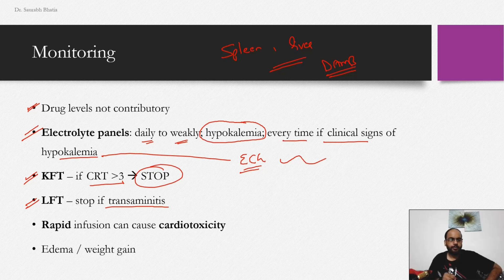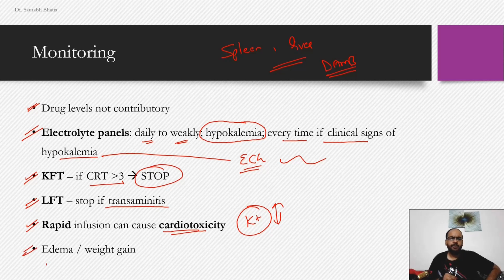Consider stopping the drug. Now, rapid infusion can cause cardiotoxicity. Remember, you are playing with a drug which causes imbalance in the potassium ion. So keep that in mind that the heart has to be monitored. Either you monitor it with a cardiac monitor attached to the patient or repeated ECGs.